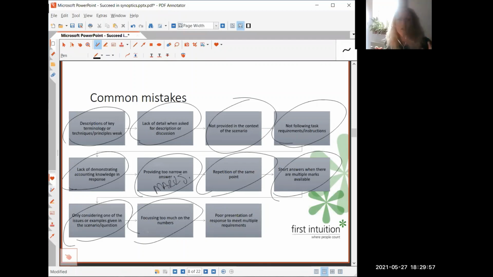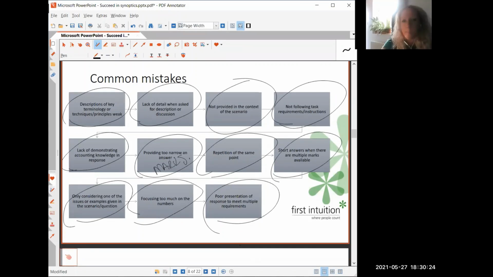Poor presentation of response to multiple requirements. We'll look at multiple requirements in a moment, but if a question is asking you 3 things, put some little headings in there for each of those 3 things that you're then answering, rather than it all being just kind of dumped into one paragraph where it might jump around all over the place. So think about how you're presenting your answer and how it's going to pick you up marks.